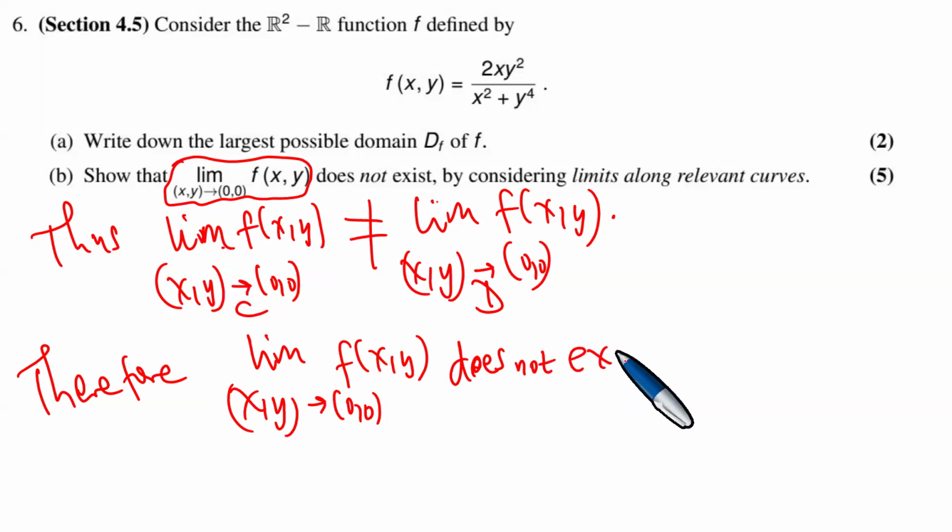This limit does not exist because the curves C and D were arbitrarily chosen curves. So this limit here does not exist.